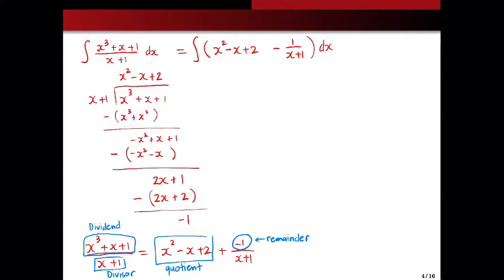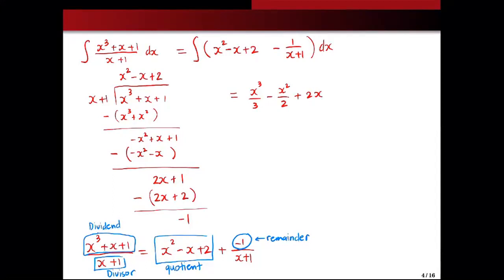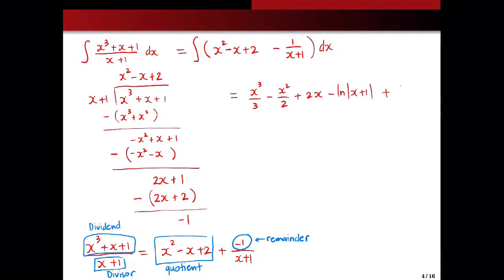So this expression was converted into this. We can now integrate this. You just have a polynomial, and here you have 1 over a linear expression. So if you do the integration, you'll just get x cubed over 3 minus x squared over 2 plus 2x minus ln absolute value of x plus 1 plus the arbitrary constant c. Questions?